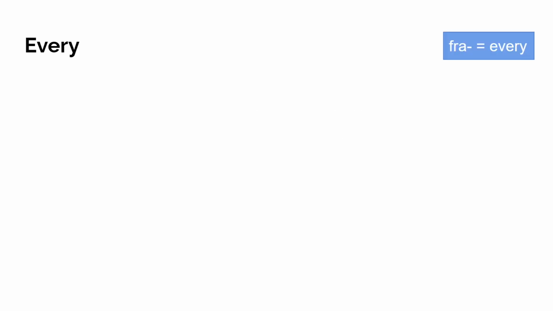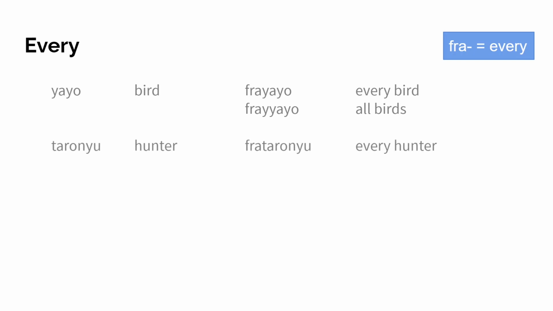And we're already at the next one. Fra is another prefix you can use in Na'vi and means every something, every noun. Yayo would then become fra yayo, every bird. Or you can again combine this one with the plural prefix i to get frai yayo, all birds. Of course, the meaning difference is very subtle here, but notice how also in English we have every bird, with bird being in the singular, without the s, and all birds, which is in the plural. So we also make this distinction in English actually. Taronyu, hunter, would become fra taronyu, every hunter. Or frai saronyu, all hunters.